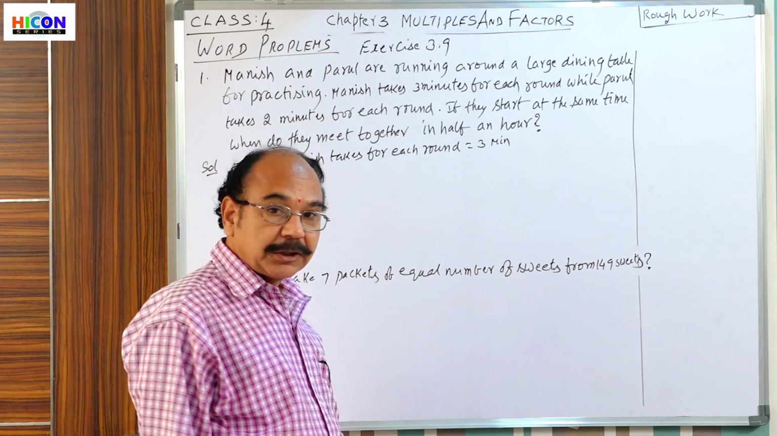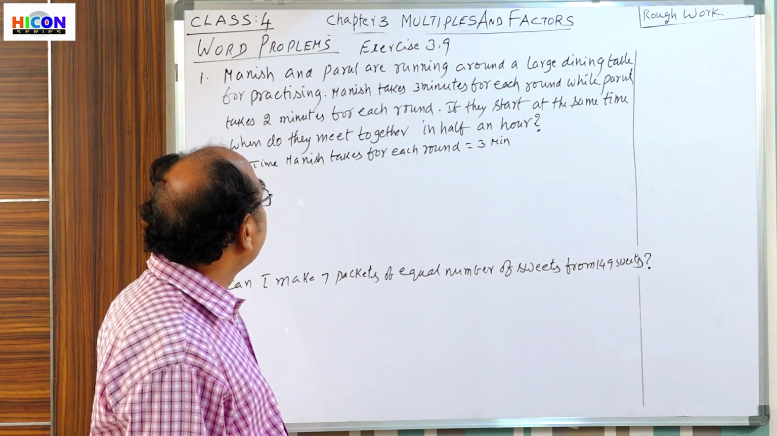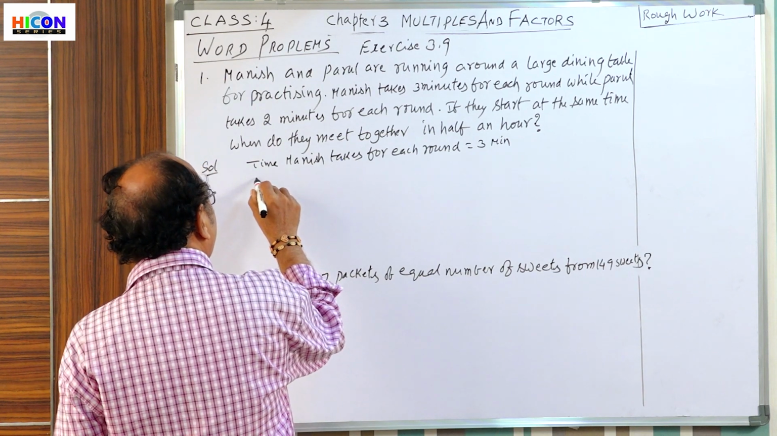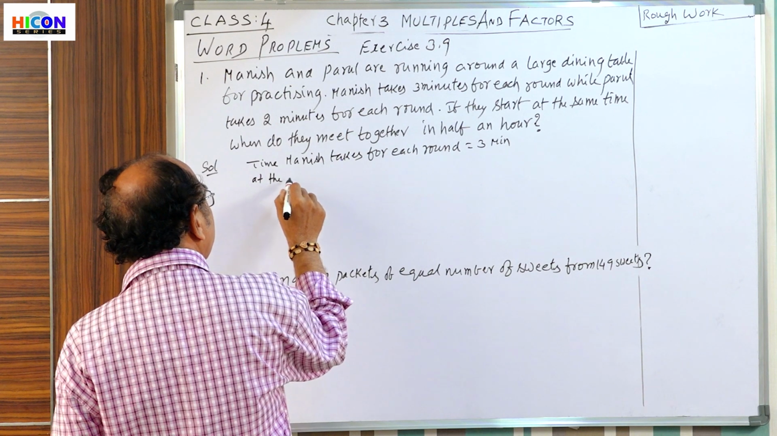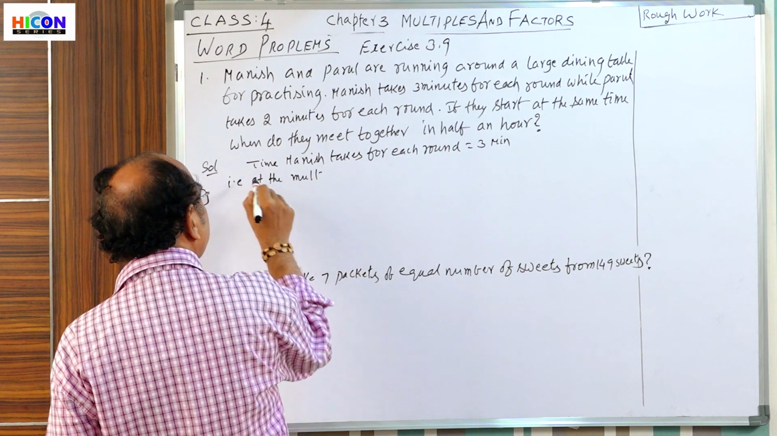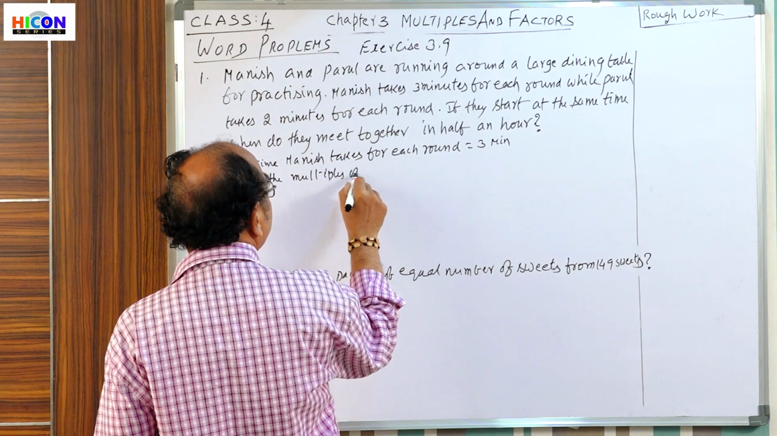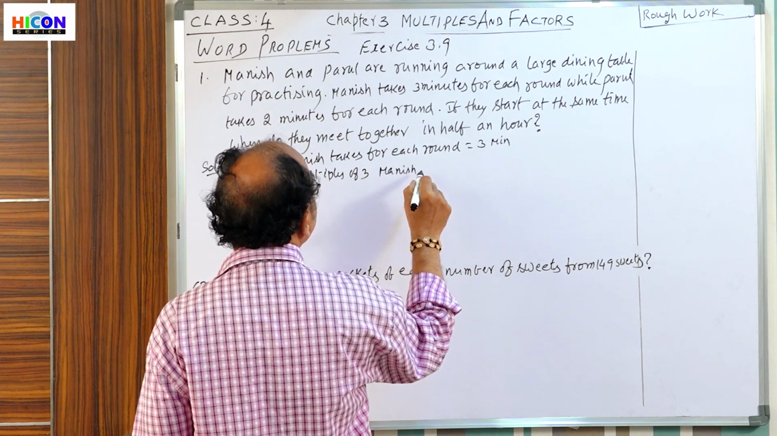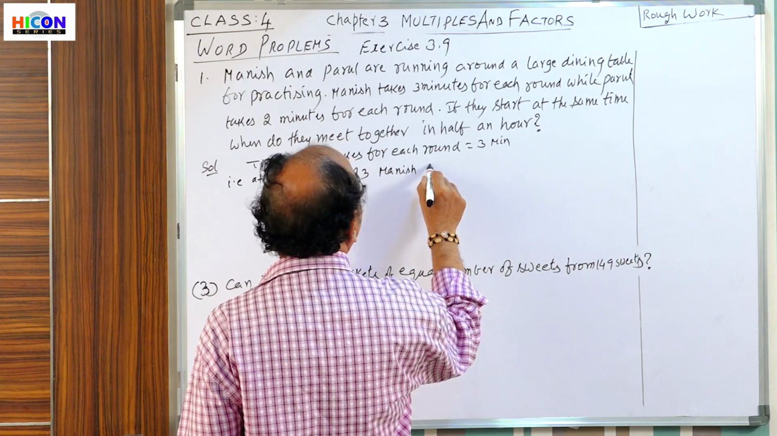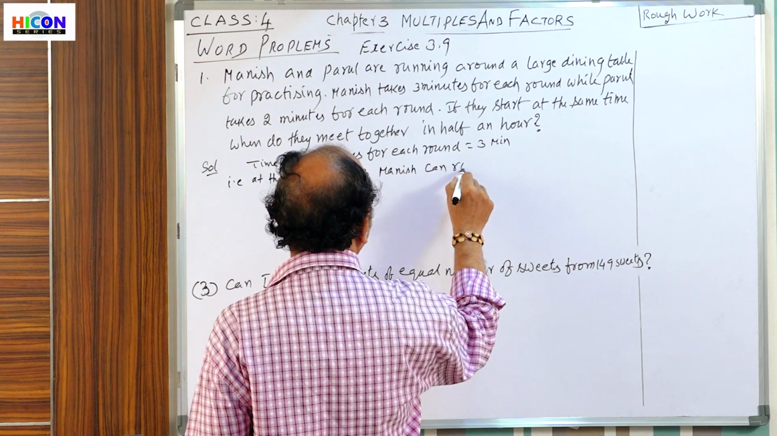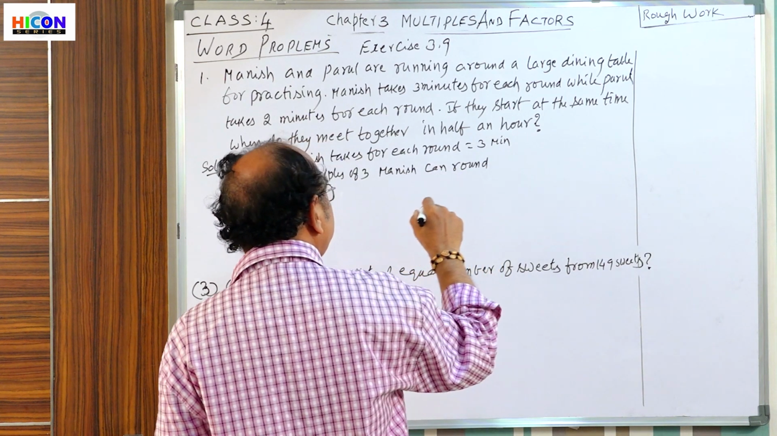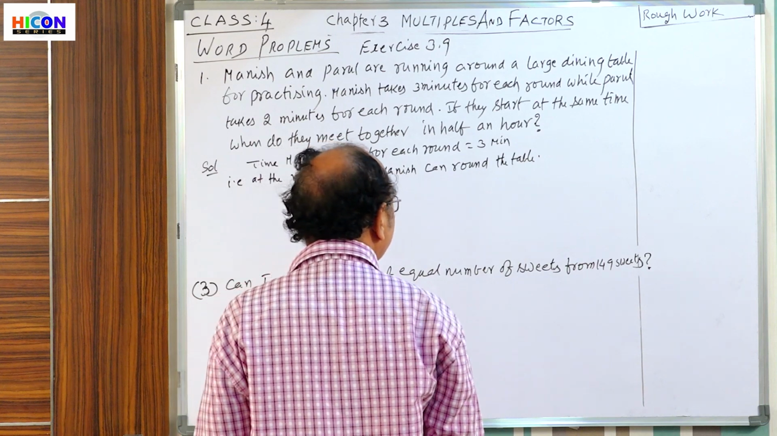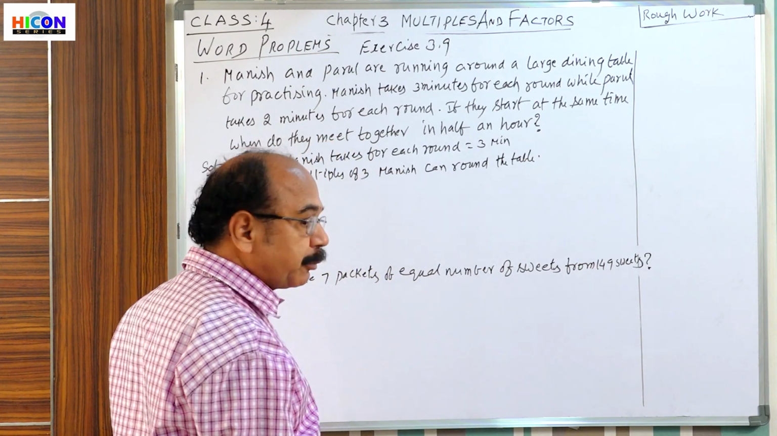Manish can complete the rounds. So here, at the multiples of 3, Manish can round the table. He completes rounds at the multiples of 3.